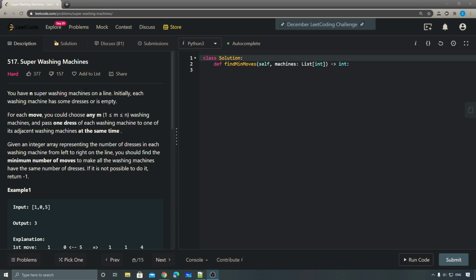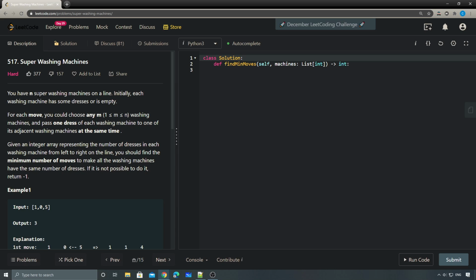So today, let's take a look at 517 super washing machine. This one is a hard one, and kind of tricky to explain. I will try my best to explain my thinking process, and if you guys don't agree, that's totally fine, because to be honest, this problem is kind of hard to explain. You have to find a way for yourself to prove the correctness of the solution.